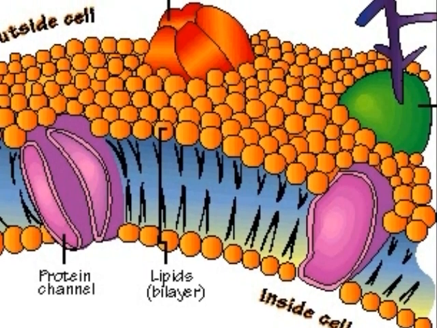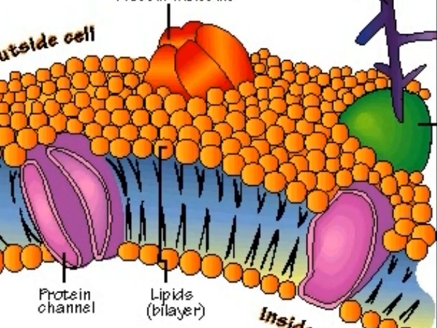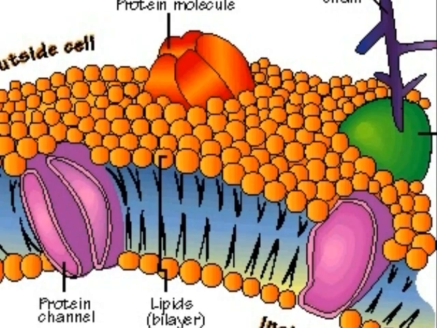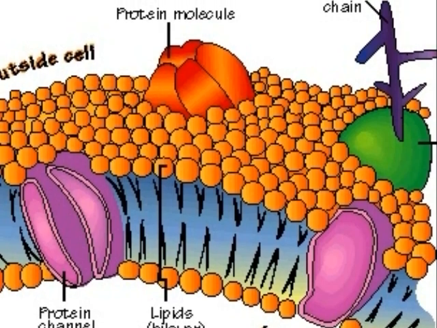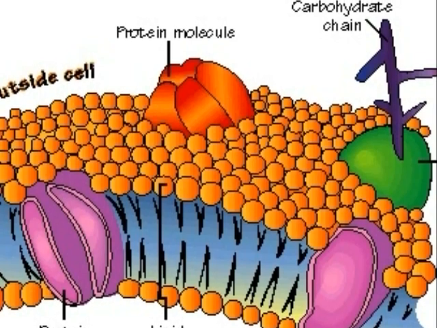Proteins help molecules move across the membrane by passive and active transport. Passive transport doesn't use energy and goes from high concentration to low. Active transport does use energy and goes from low concentration to high.